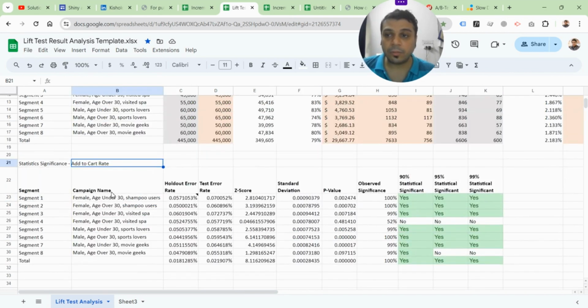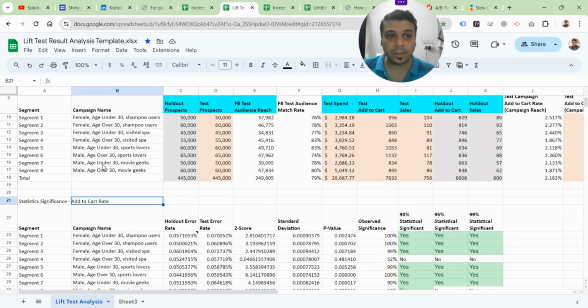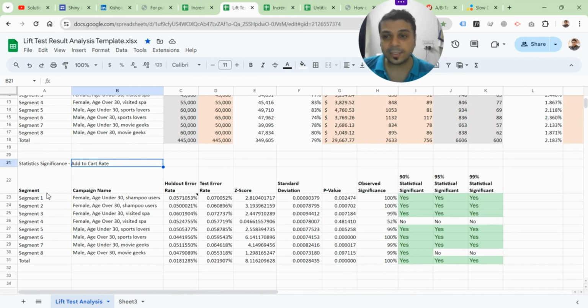So this, by the way, is happening for add to cart. You can also do this statistical test of significance for sales as well, right? So I'll leave that as homework for you guys. You can do that on your own. But then you actually calculate standard deviation, and it is calculated simply by the formula that Z-score is (X minus mu) divided by sigma. Sigma is standard deviation, so you just do a transposition and you get the sigma value from there. You already have the Z-score, and you obviously have X and mu being your holdout and test values.